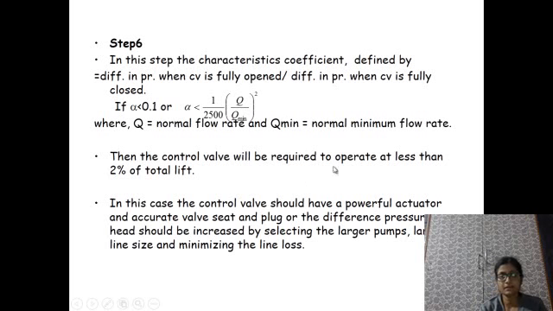So that's all about control valves as per your syllabus. In the handbook, many other issues are addressed. So I think this much is enough for your content.